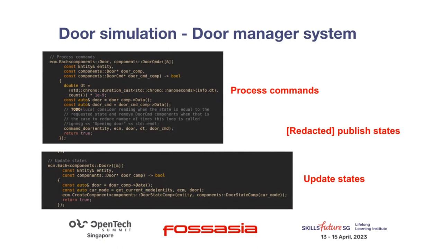There's a lot of code, but the details don't matter. So let's say something that needs to process commands will look at all the command components, and based on the command components, it will command a door to either open or close. On the other hand, the system that needs to update the states will just look at all the door components, and then update the door state component based on what the state of the door is.